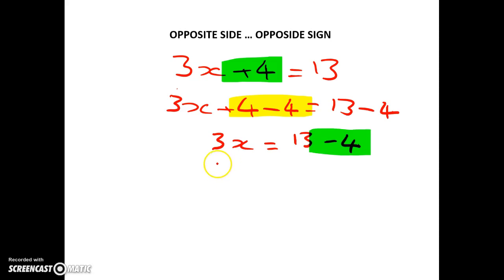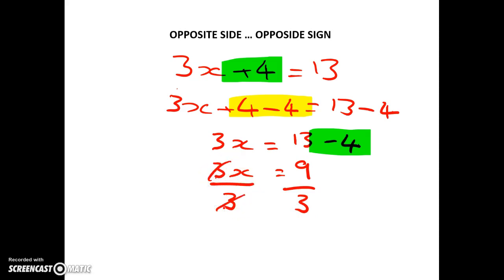Well, it would be a good idea to tidy up. We've decided that 3x at this stage equals 13 minus 4, which is 9. Let's decide what we have to do. We need to divide, don't we? Our x has been multiplied by 3, so let's cheat. We'll do a divide by 3 here, and if we do it on the left, we'll do a divide by 3 here. Amazingly enough, the 3 and the 3 cancel out.